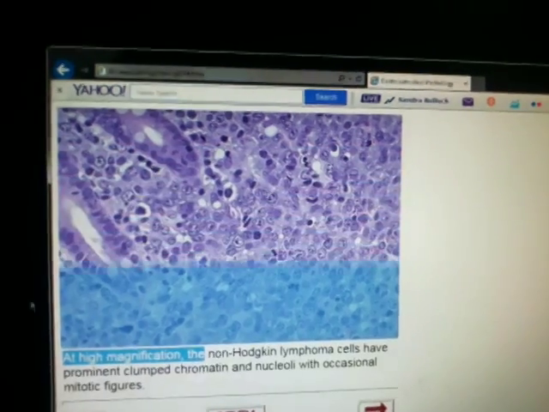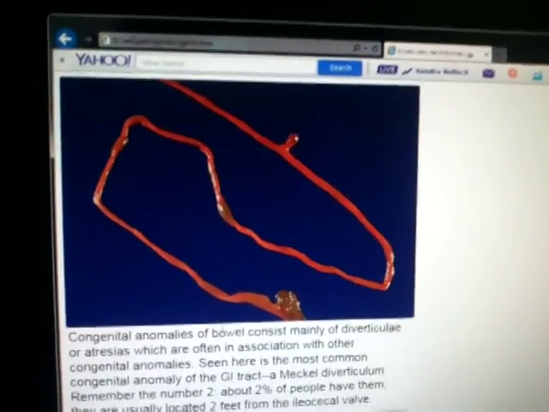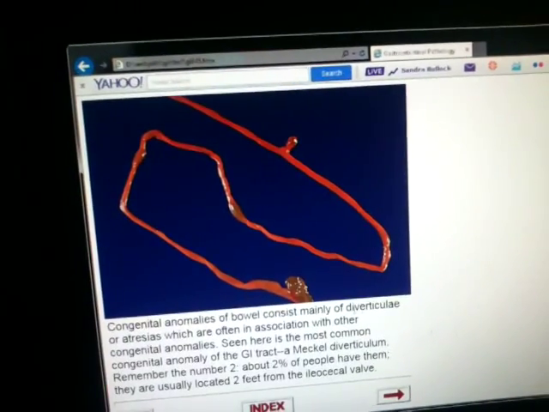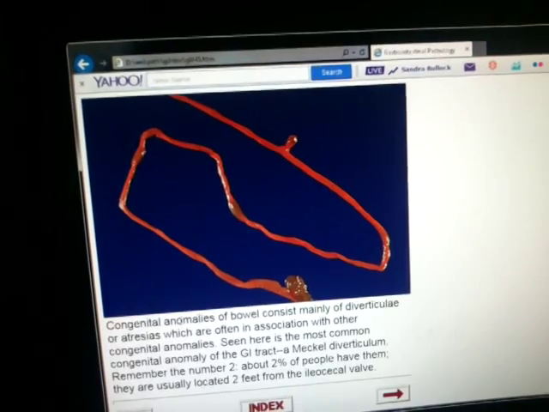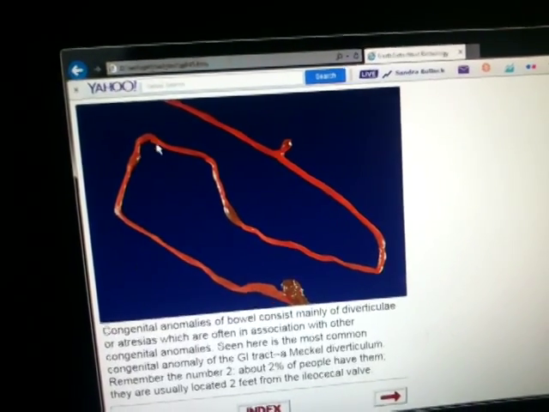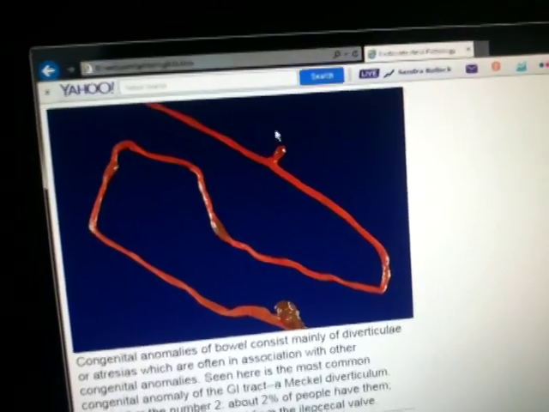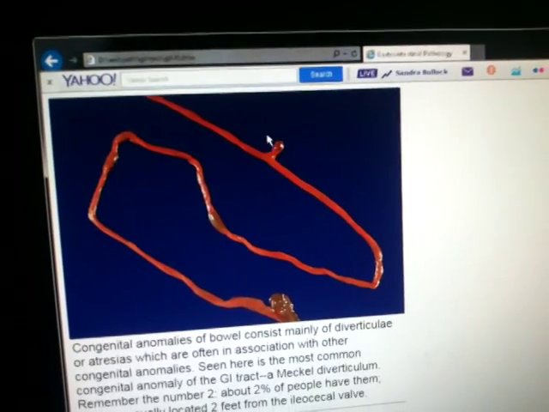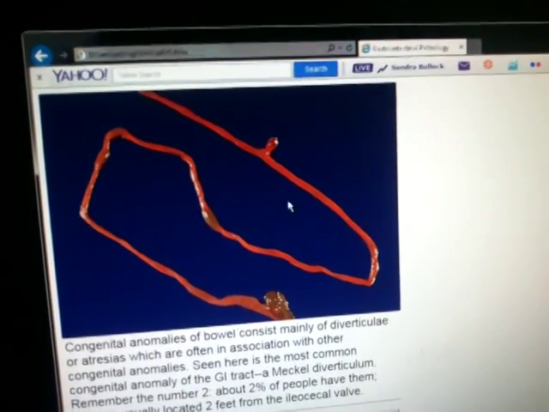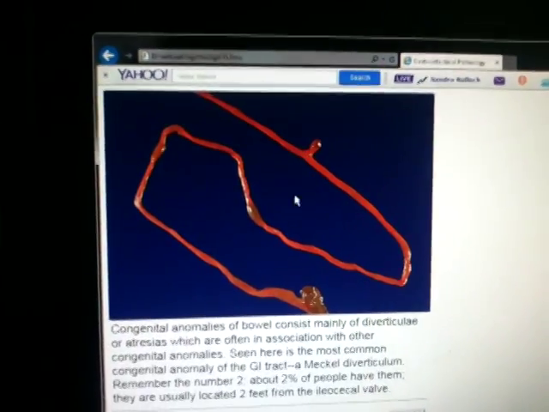the Hodgkin one. Examples of the congenital anomalies seen in the bowel are the diverticulum, atresia, duplication of the lumen, and other congenital anomalies. In this example, you can see the normal appearance of the lumen, and at this area we have an outpouching of the bowel wall toward the outside. This is called a diverticulum, and the most common example we call the Meckel diverticulum.